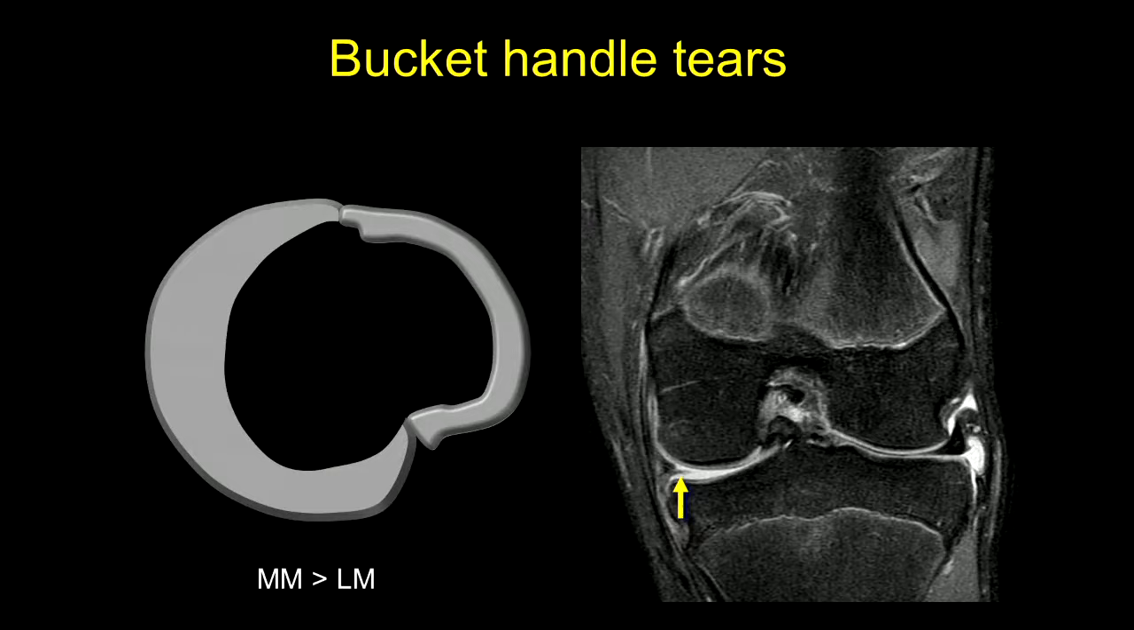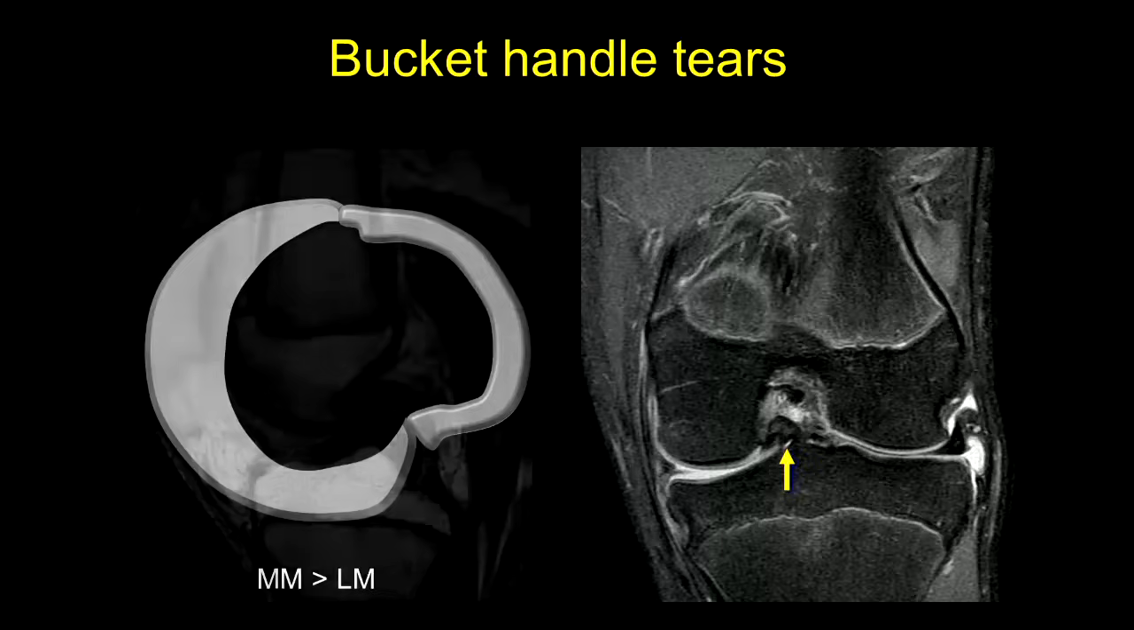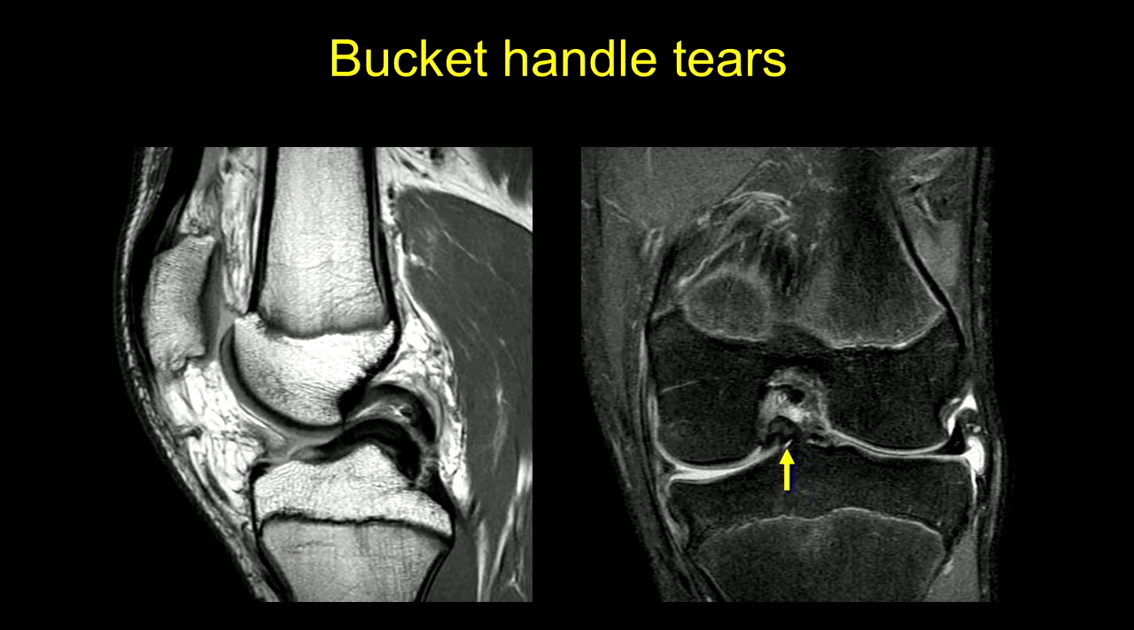So here we can see that there's marked truncation of the body of the medial meniscus, and then we look into the intercondylar notch, and you can see a large displaced meniscal fragment. When we look on the sagittal images, you can see the extent of the meniscal fragment that's displaced into the notch, and you can see that this looks of similar signal intensity and orientation to the PCL, and this has been termed the double PCL sign.